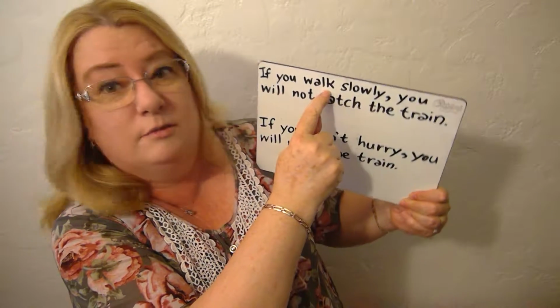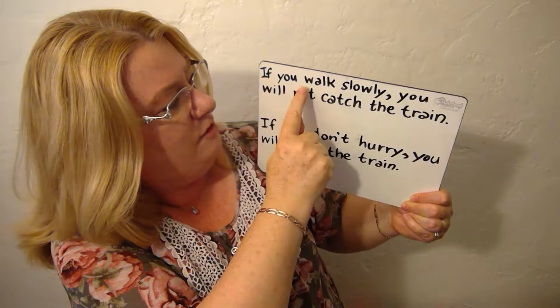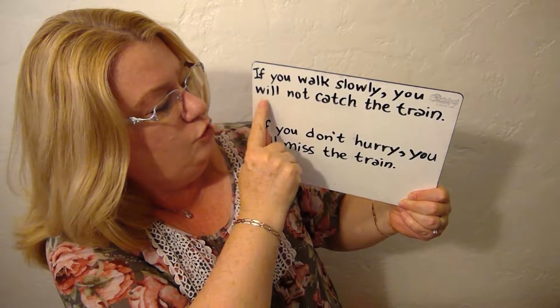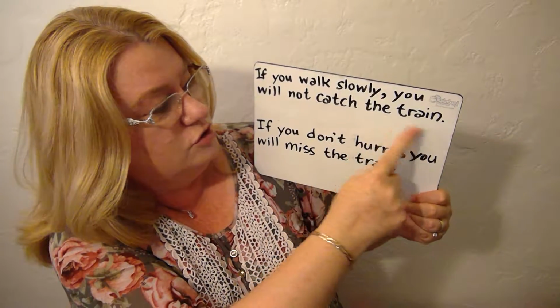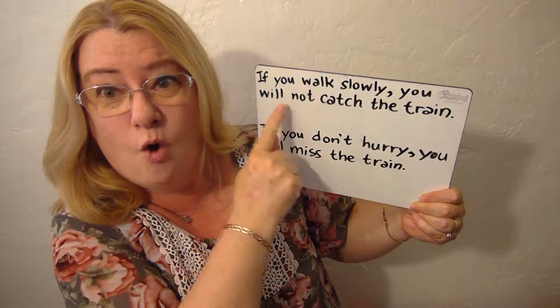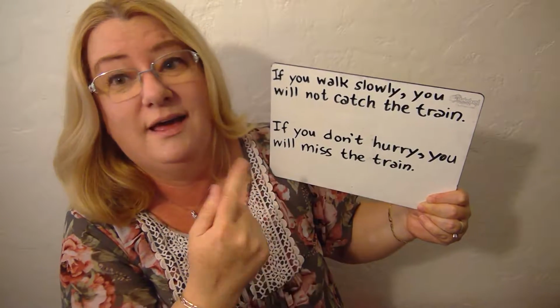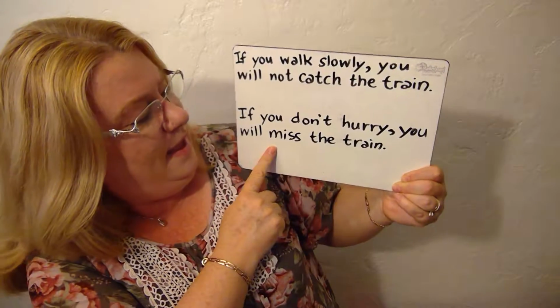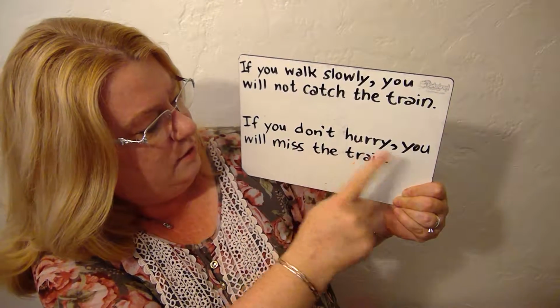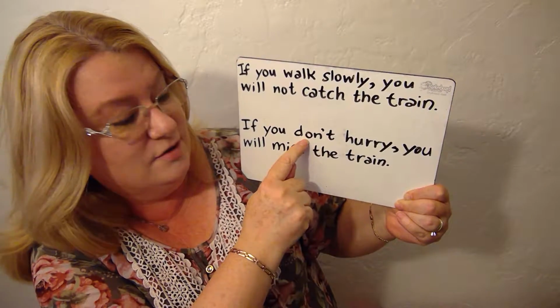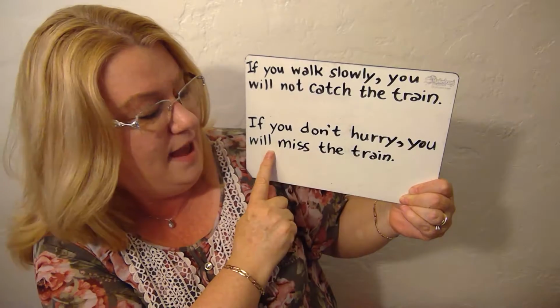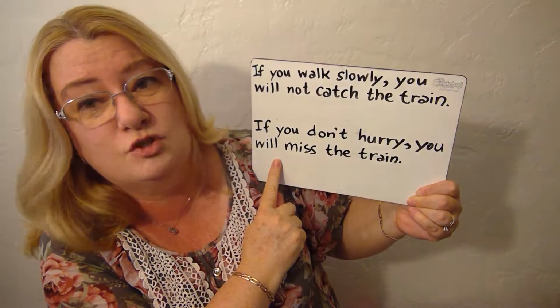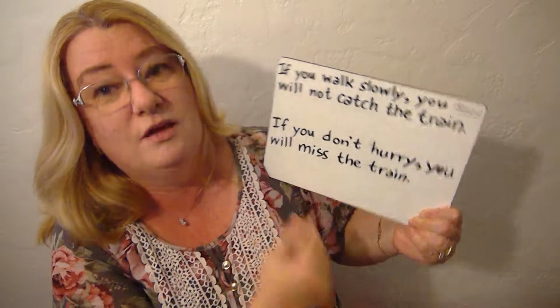If you walk slowly, you will not catch the train. There it is. Only one has the not, and that one's in the main clause. If you don't hurry, you will miss the train. Here's the negative in the if clause, and it remains positive, just will, in the main clause. So that's an example that only one of the two clauses will have the negative.